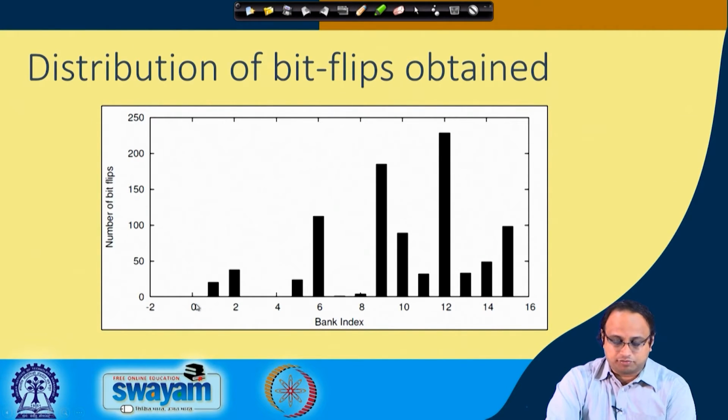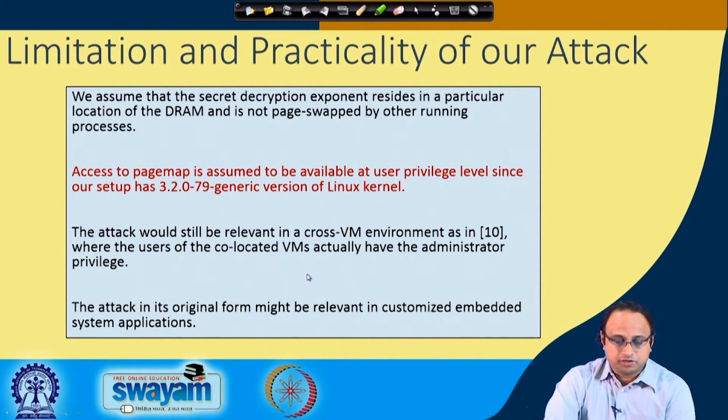So here is, for example, a distribution of bit flips that was obtained in our experiments. We have from 0 to several banks, these are the bank indices, and this plots the number of bit flips. You can see that some of the banks are not really prone to this kind of flips, but some of the banks are really prone to such bit flips, where the incidence of bit flips is more probable compared to the others. So this is an interesting statistic that can be observed.